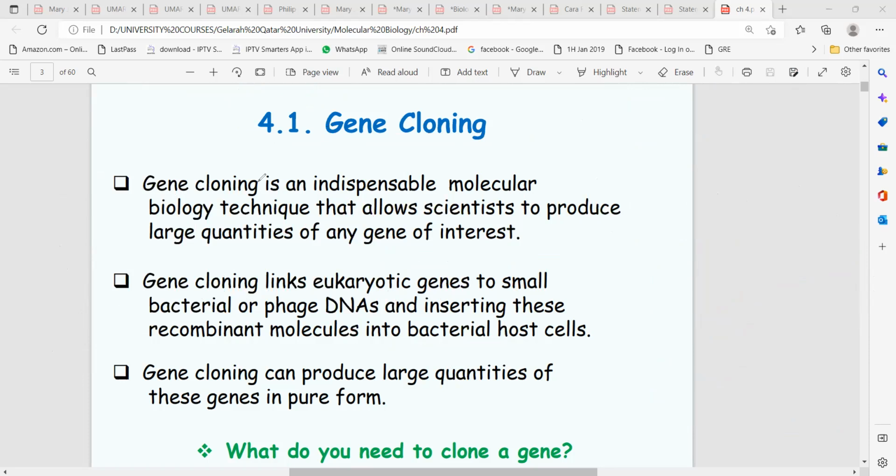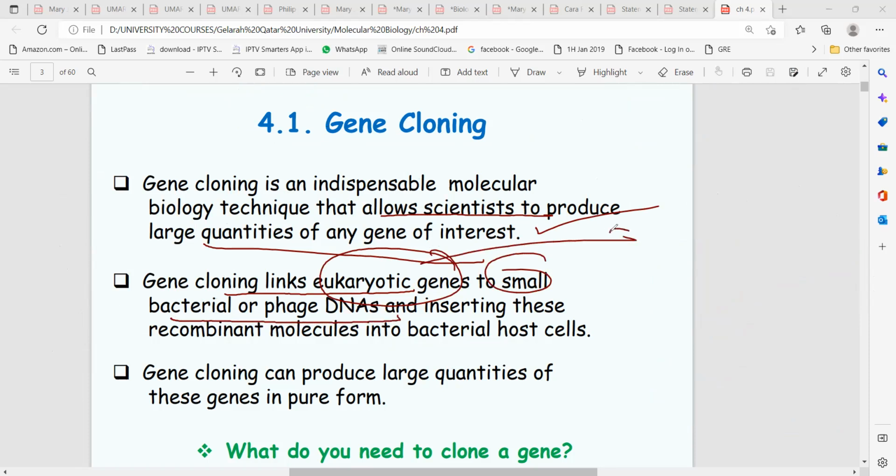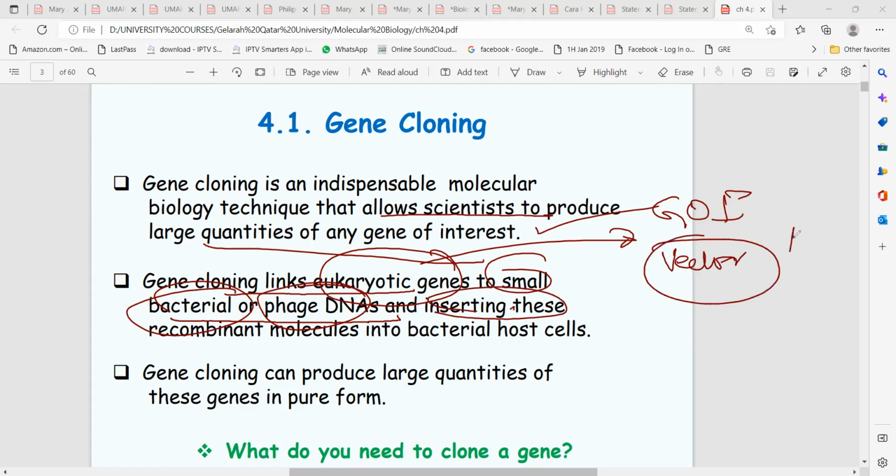So let's quickly go through your slides. Gene cloning is an indispensable molecular biology technique that allows scientists to produce large quantities of a gene of interest. Gene cloning links eukaryotic cells to small bacteria or phage DNAs. So the eukaryotic cell gives the gene of interest, and the phage DNA or bacteria will be the vector. In inserting these, mostly vectors are plasmids.